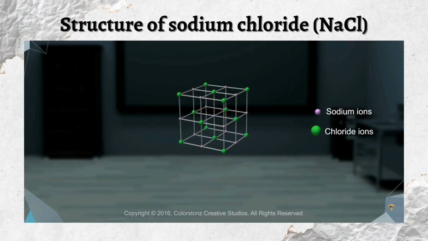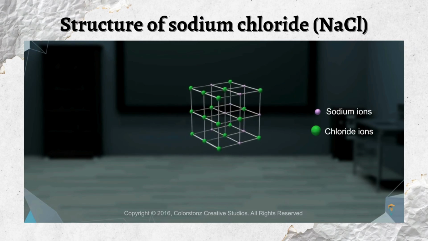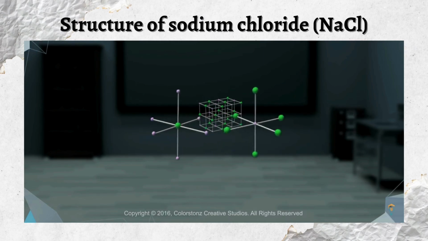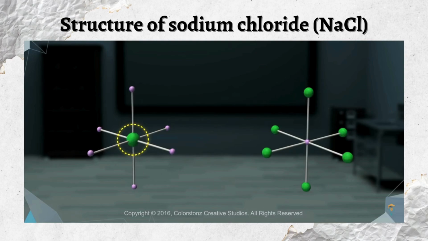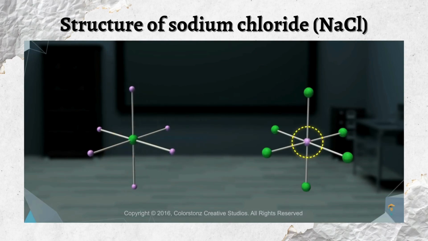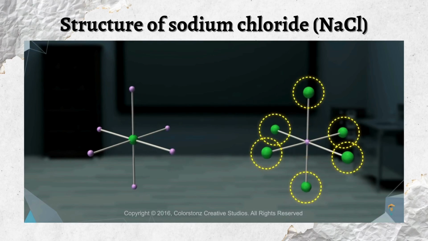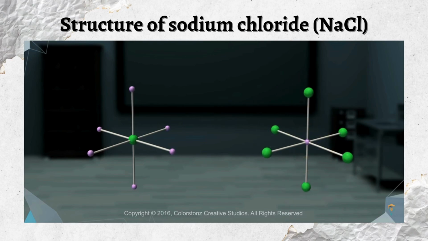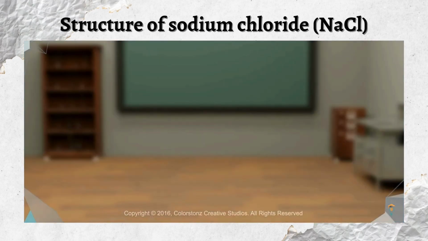On extending the structure, we will see that each chloride ion is surrounded by 6 sodium ions, while each sodium ion is surrounded by 6 chloride ions. So, the coordination number is 6. Now, let us calculate the total number of ions per unit cell.